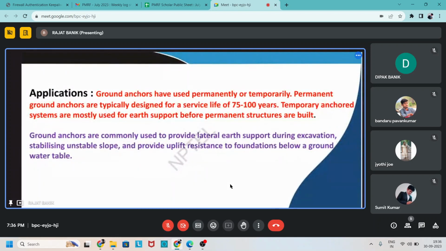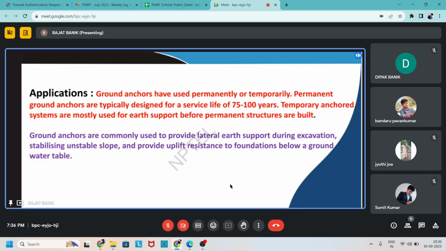Ground anchors are used permanently or temporarily. Permanent ground anchors are typically designed for a service life of 75 to 100 years. That means if we build this ground anchor in a permanent way, it lasts a 75 to 100 year period. Temporary anchors are mostly used for earth support before permanent structures are built. Earth support means it is mostly used for excavation purposes to stabilize the side walls.